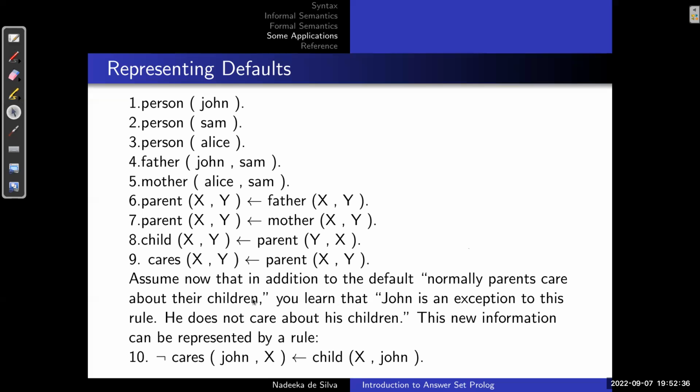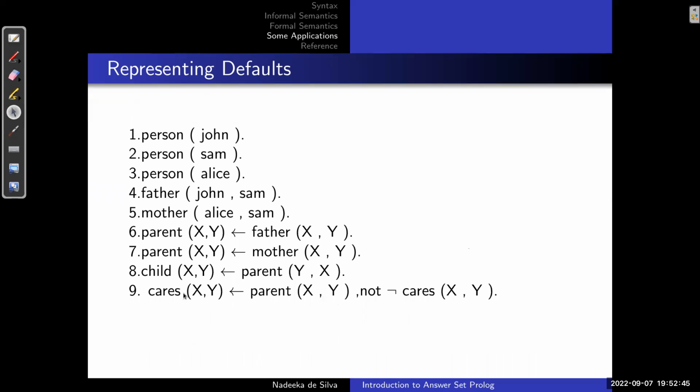Okay. So I can use the not operator here to get out of that problem. I represent the normality rule like this: X cares about Y if X is a parent of Y, and not that X does not care about Y. So here I'm saying that if there is no information available, in general we consider parents care about their children. If I learn John does not care about his children, I can add this as a strict rule. These are called default rules.